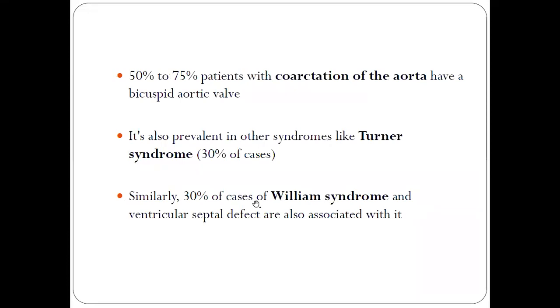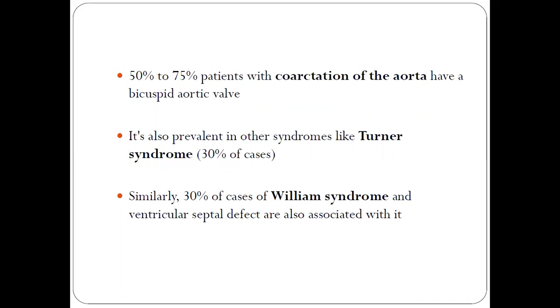Around 50 to 75% of patients with coarctation of aorta have a bicuspid aortic valve. And it's also prevalent in other syndromes like Turner syndrome, 30% of cases. And the mode of inheritance of this bicuspid aortic valve is usually autosomal dominant. But around 30% of cases of Williams syndrome and ventricular septal defect are also associated with it.